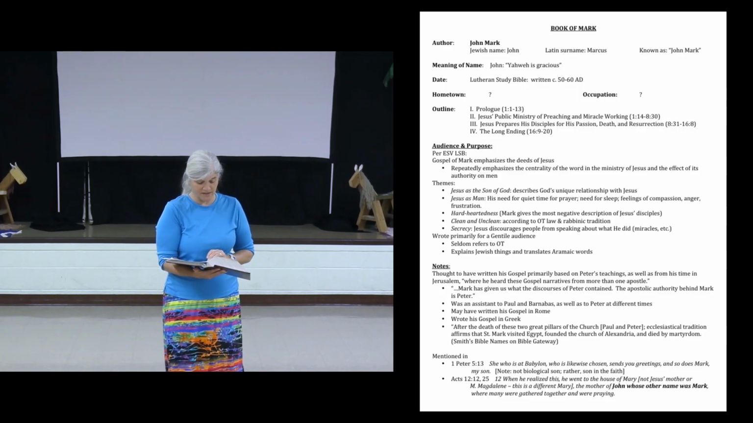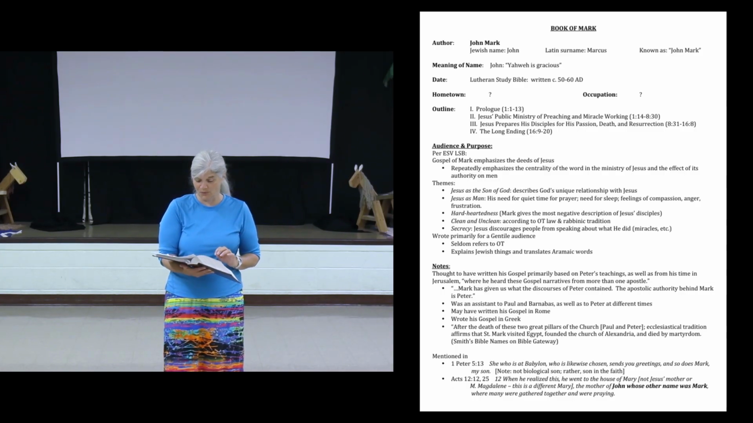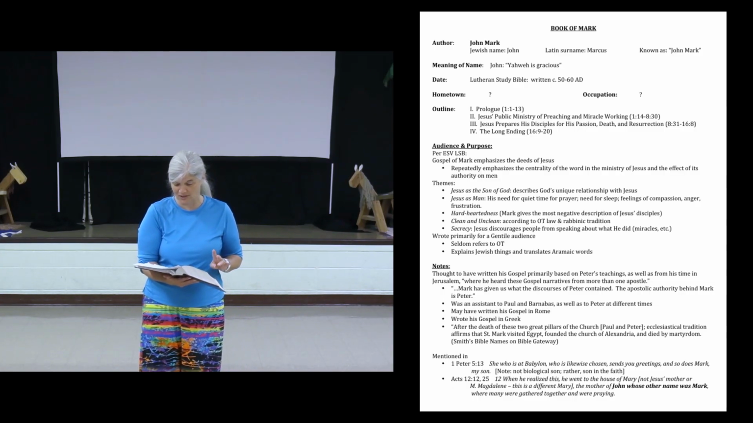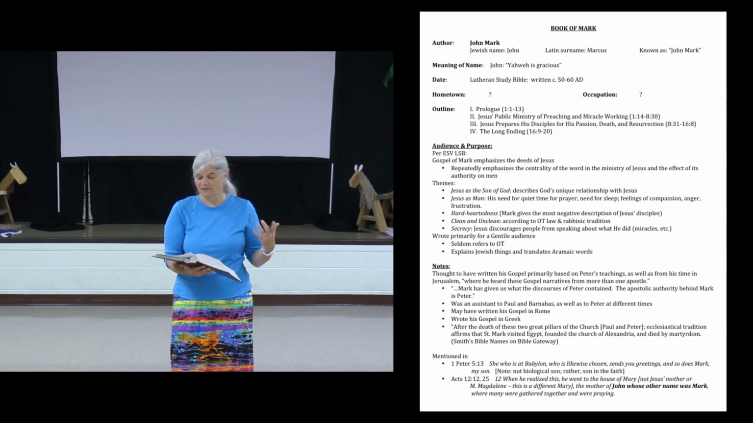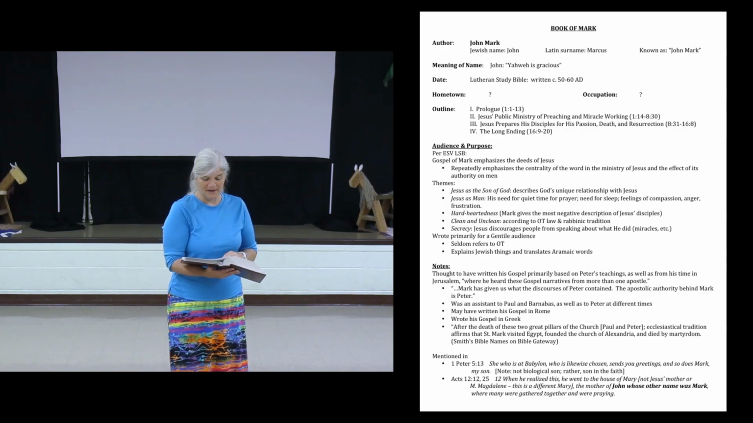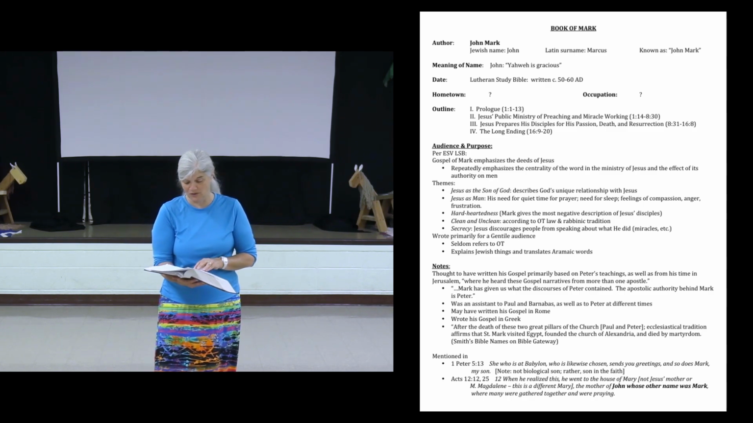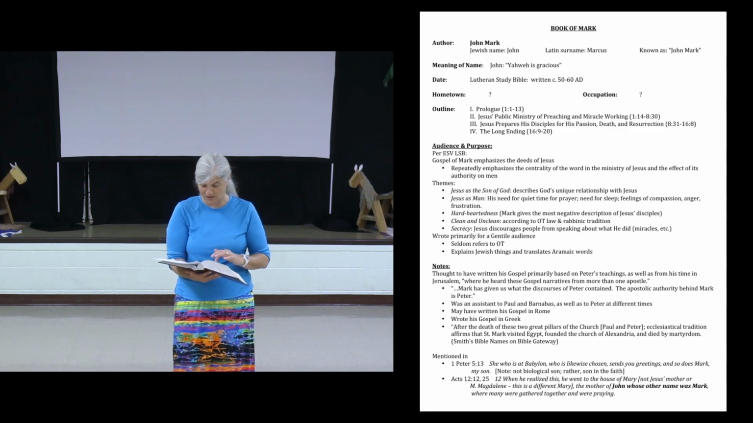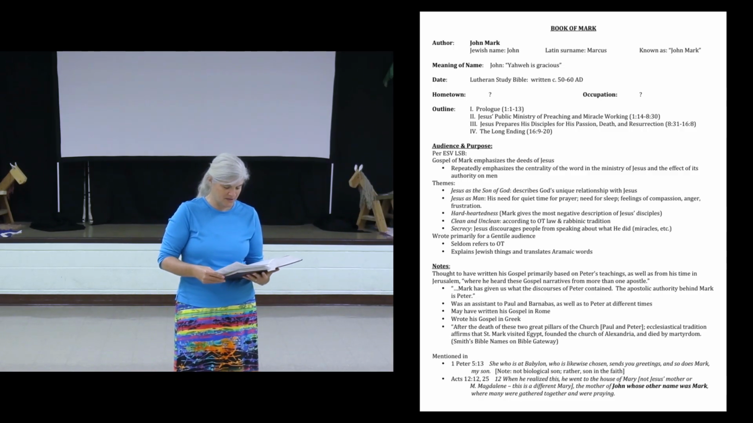His outline in the Lutheran Study Bible is extensive, so I just broke it down into the 4 main headings: a prologue, Jesus' public ministry of preaching and miracle working, then preparing the disciples for passion, death, and resurrection, and then what they call the long ending, which isn't really that long. It's verses 9 through 20. But again, the detail in the outline for him was quite a bit, so that's just the basic outline.